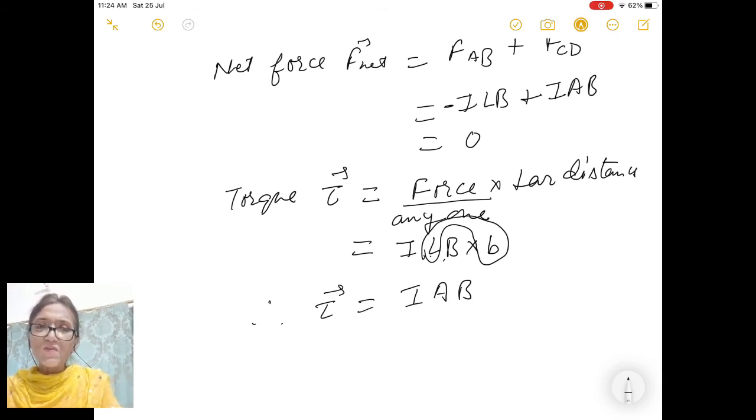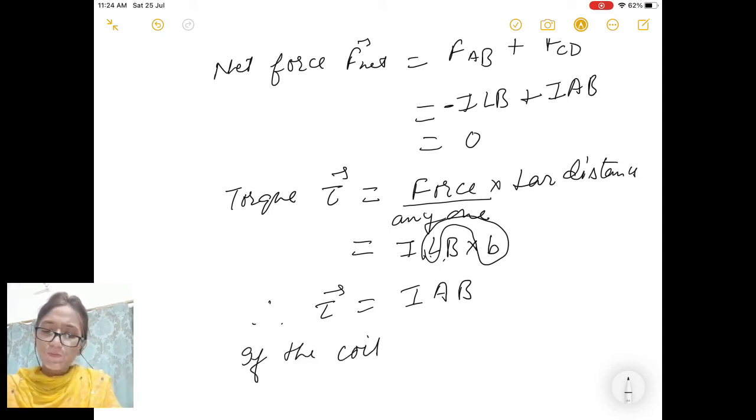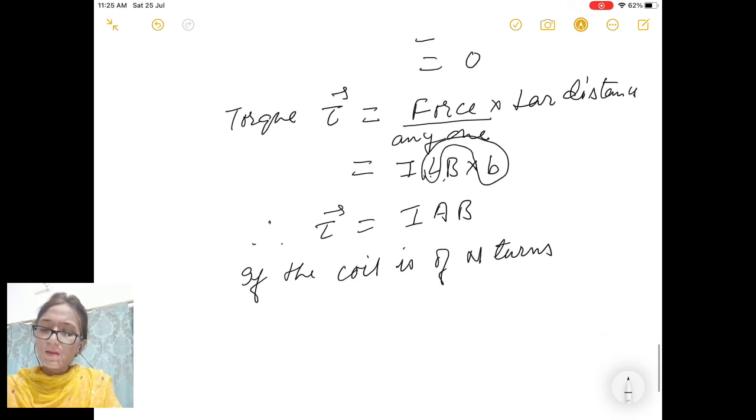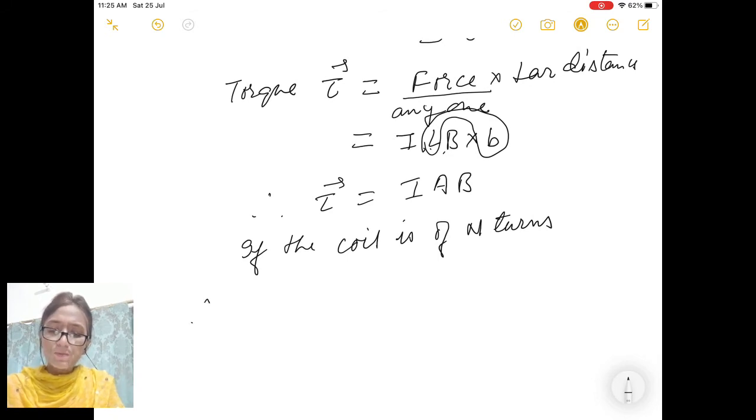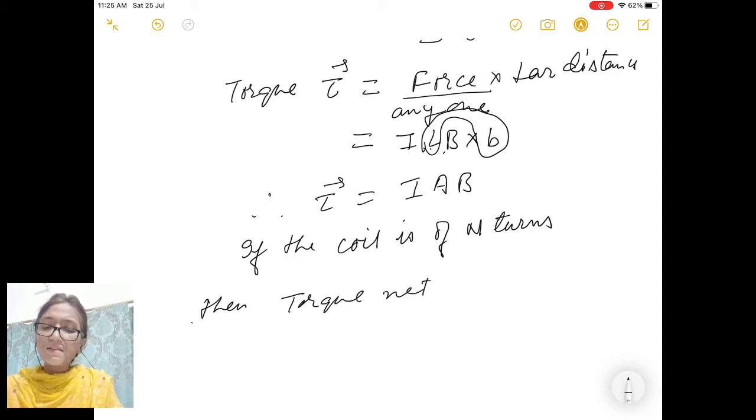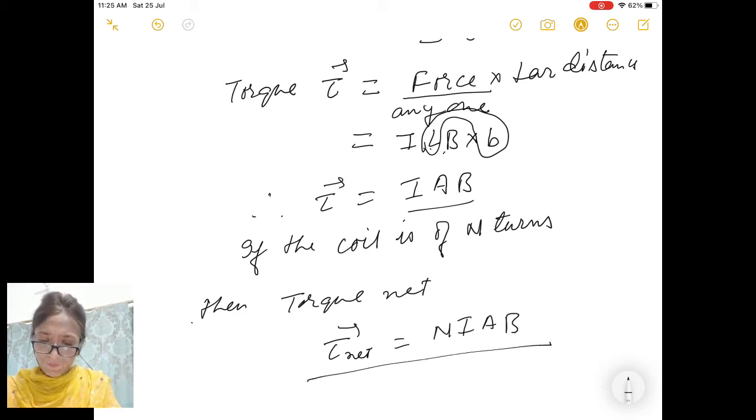Now suppose we have a rectangular coil of N turns, then the total torque will be the sum of all the torques due to N turns. Therefore, the net torque will be equal to NIAB. So this is your torque.